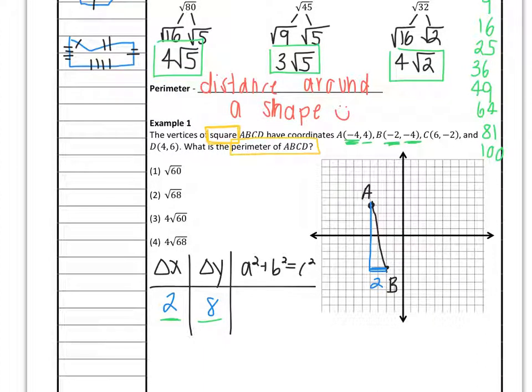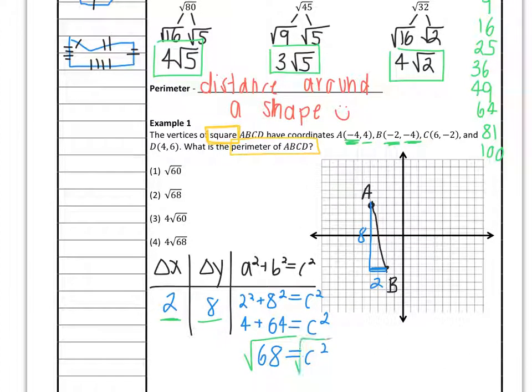So now I'm left to do Pythagorean theorem. 2 squared plus 8 squared equals c squared. 2 times 2 is 4. 8 times 8 is 64. So 4 plus 64 is 68. I know I have to go ahead and square root that. So c equals the square root of 68.